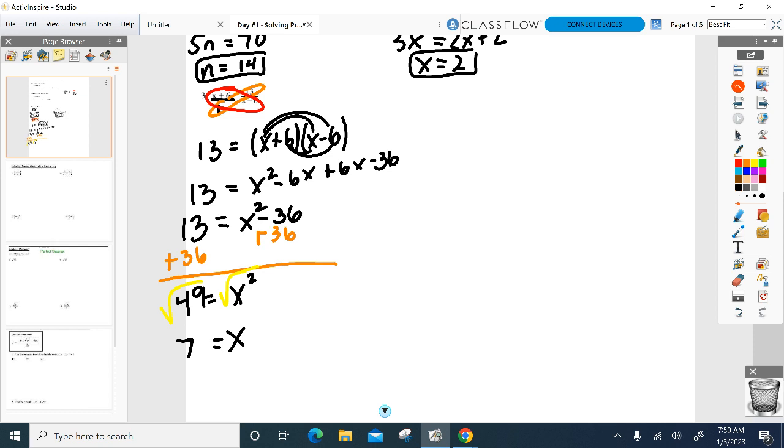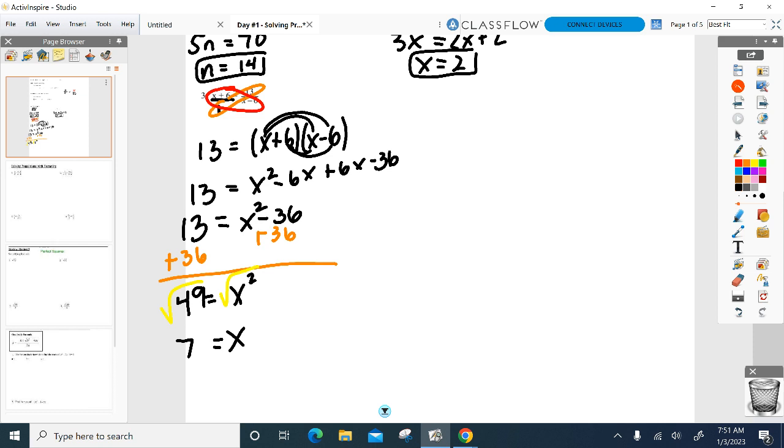When you take the square root, anybody remember from last year, not only are you left with the positive version, we're also left with the negative version as well. Got to be disciplined in remembering that. Square root of 49 is 7, but it's also negative 7. So I'm expecting two answers here.